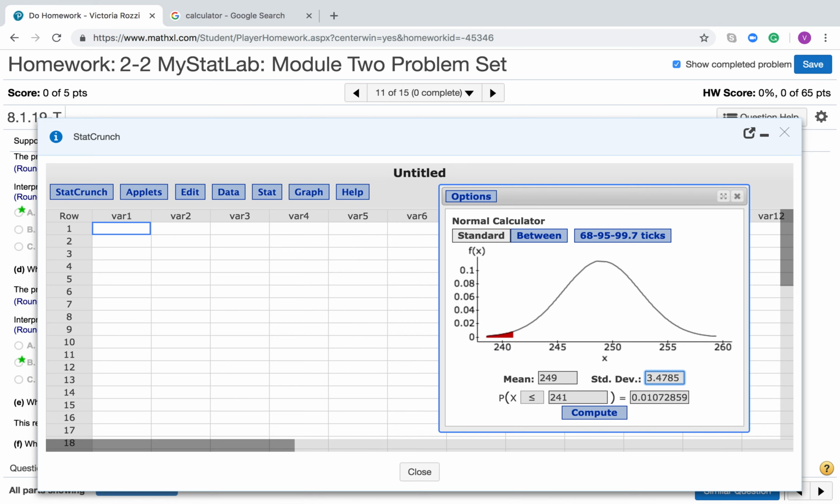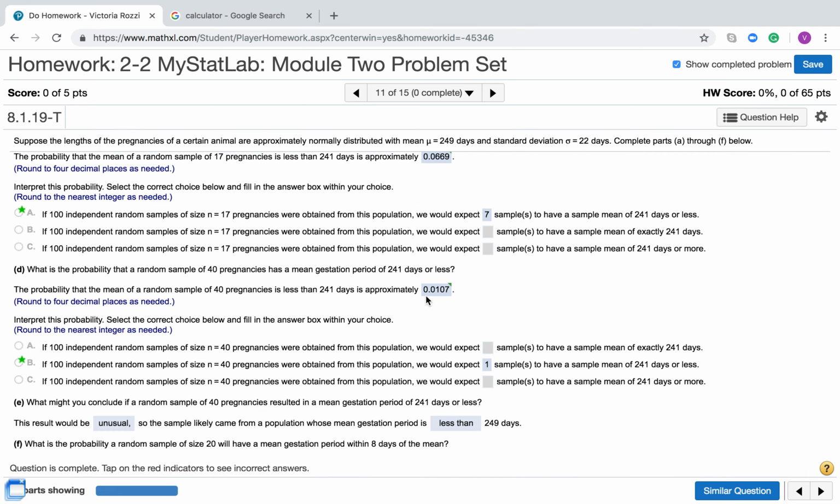So let's go over here, and we're going to change this. 3.4785. And here we go. And you can see we're getting a probability of 0.0107. Now next to it's a 2, so I'm not going to round that up. Let's see if that's what they got. Oh, they did, 0.0107. Now again, with this next piece, I'm going to go ahead and talk about multiplying this number times 100. So if I do that, I'm going to get 1.07, but again, I can't have 0.07 of an individual, so we're going to round that down to 1. And again, 241 days or less is the key here.